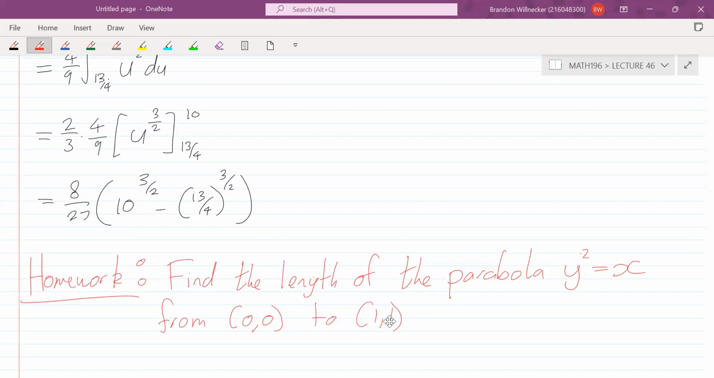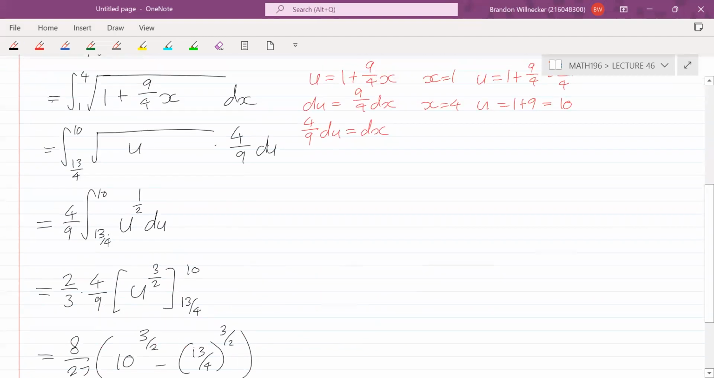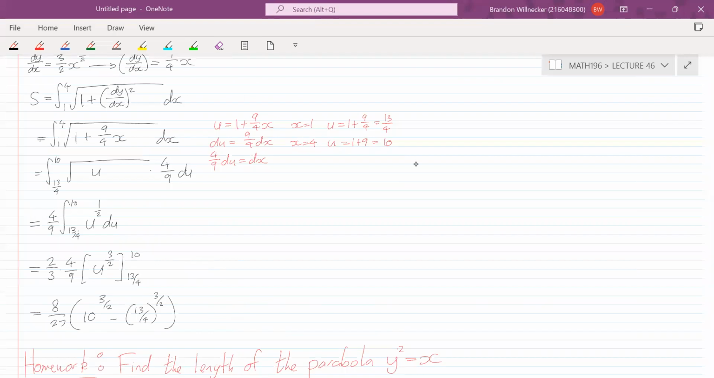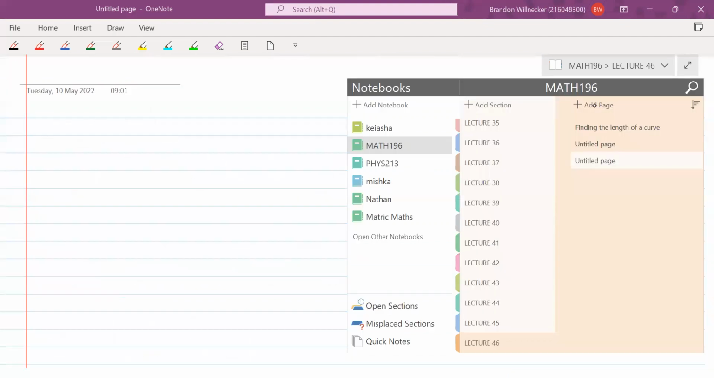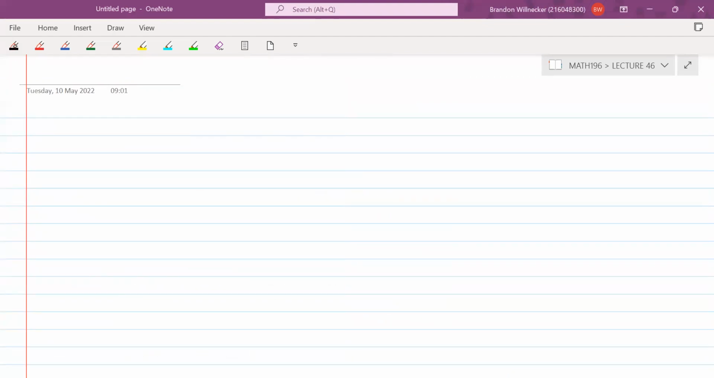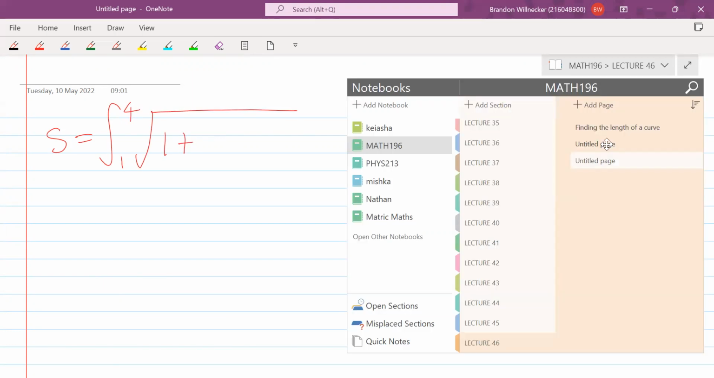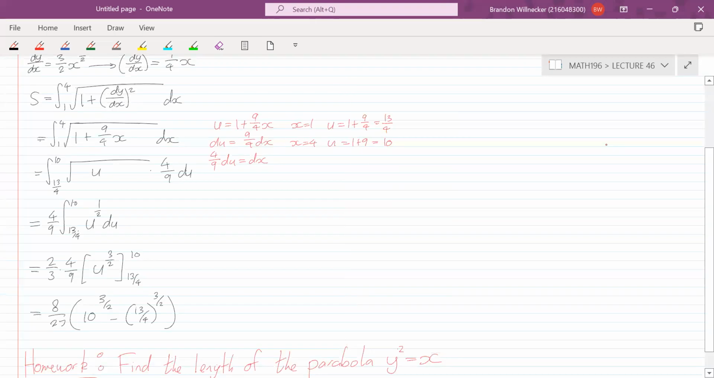Okay, someone wants me to re-explain. Which part? The integration? The integration steps. Do you want me to go over again? Okay, so let's do the integral again. Okay, so we have S is the integral from 1 to 4, square root of 1 plus 9 over 4x.